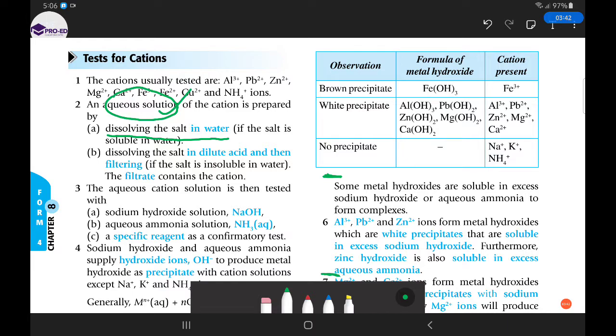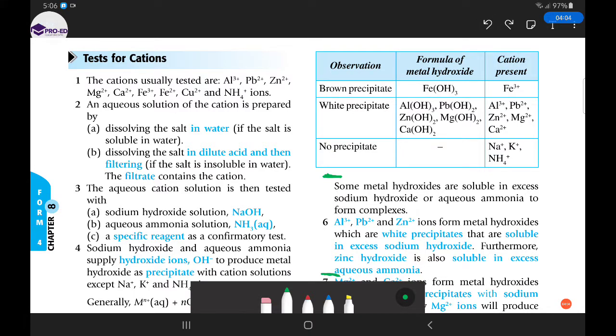The main point here is that whenever doing any of these tests for cations, we are going to need an aqueous solution. If it's a soluble salt, we will use method A. If it's an insoluble salt, you will use method B. Either way you will get an aqueous salt cation solution.